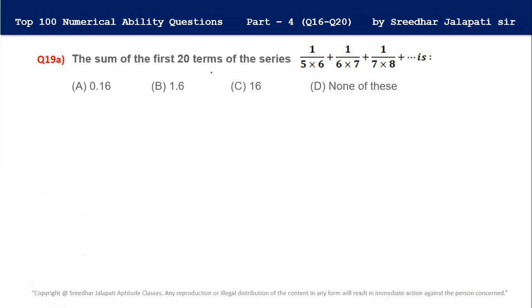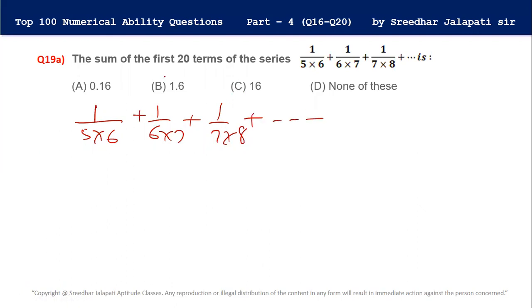The sum of the first 20 terms of the series. If you want to try the question, you can pause the video. And here is the solution. The series is 1 by 5 into 6 plus 1 by 6 into 7 plus 1 by 7 into 8 plus so on. You need to find the sum of the first 20 terms.